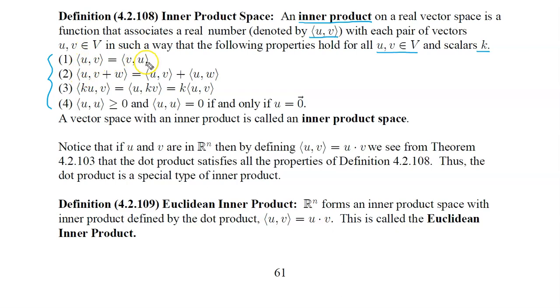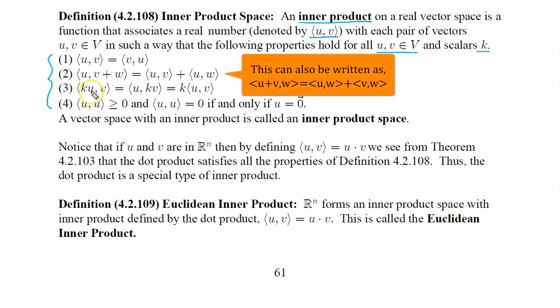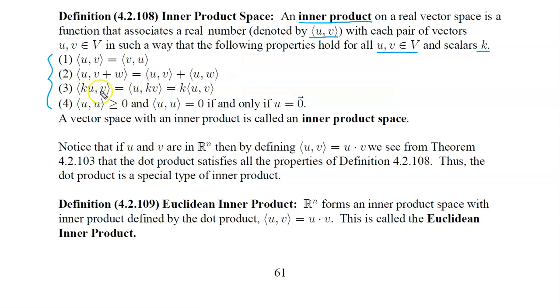So the first property is a commutative property. The inner product of u with v is equal to the inner product of v with u. We have a distributive property. The inner product of u with v plus w is the inner product of u with v plus the inner product of u with w. And then we have an associative type of property with respect to the scalar k. The inner product of ku with v is the same as, we can move the k with the v, the inner product of u with kv, or we can move the k outside and say it is just k times the inner product of u with v.